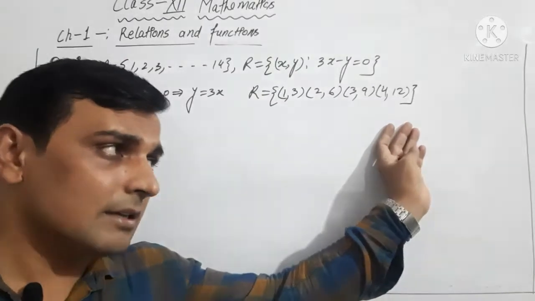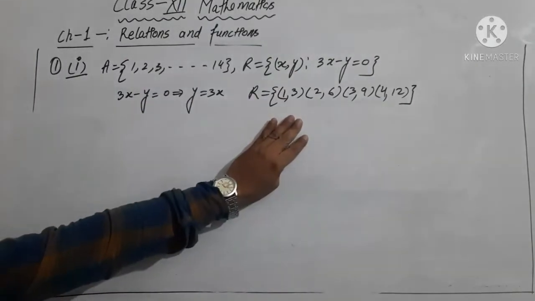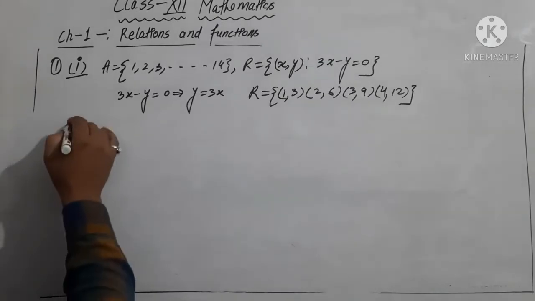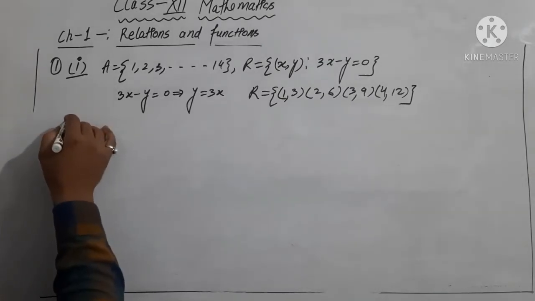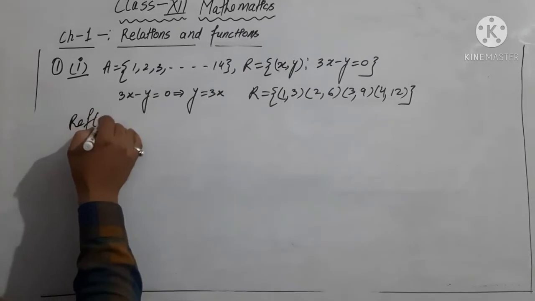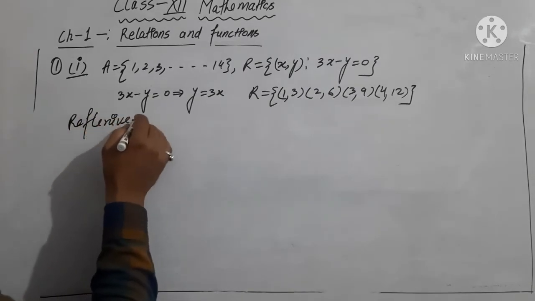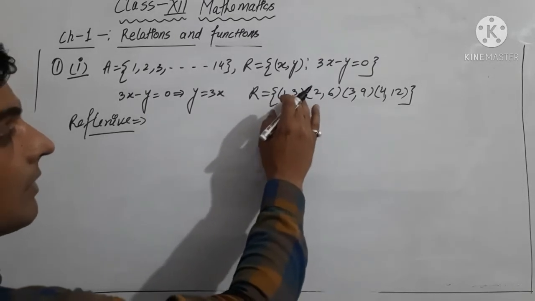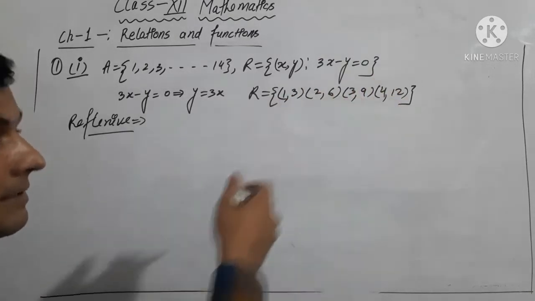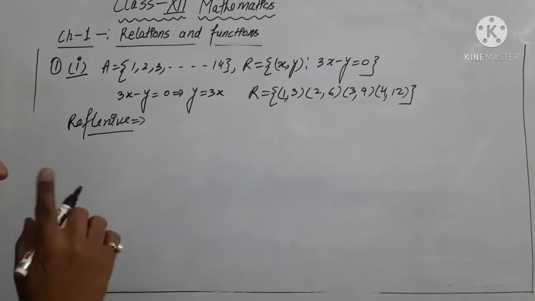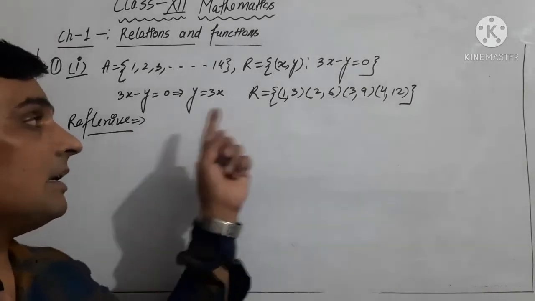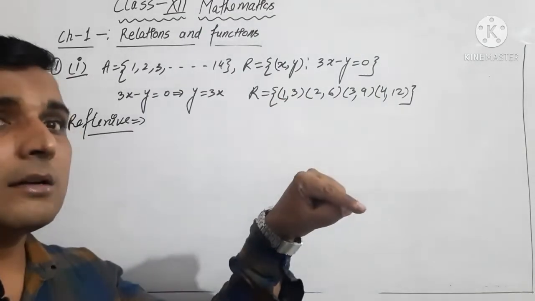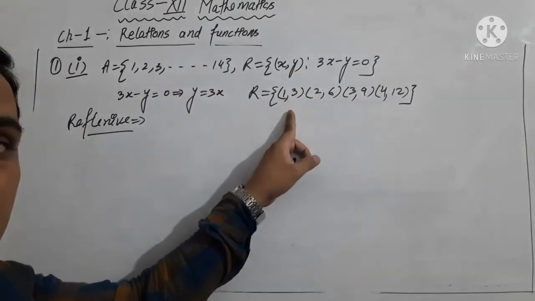Now we have to check whether this relation is reflexive, symmetric or transitive. So we will check one by one. First, reflexive. For reflexivity, (1, 3) belongs to R but (1, 1) does not belong to R. What is the condition for a reflexive relation? If (A, B) belongs to R, then (A, A) also belongs to R. But it is not present in the given relation.